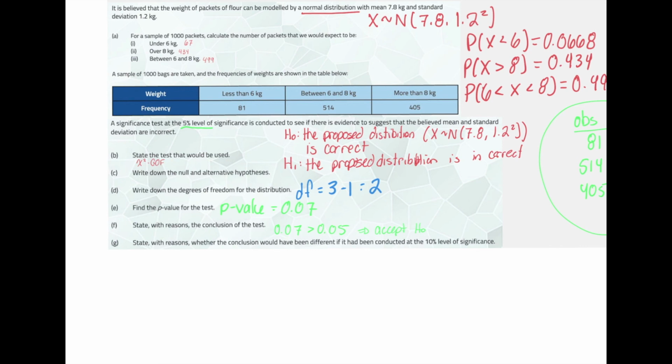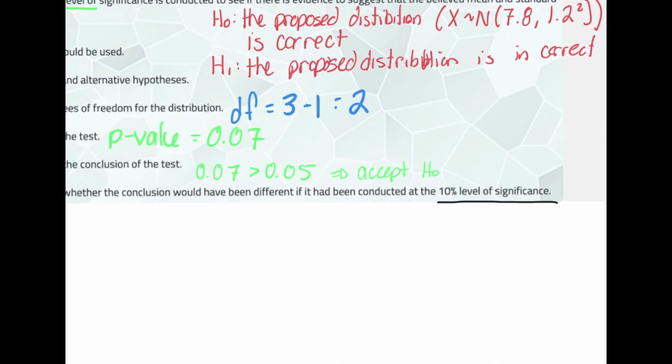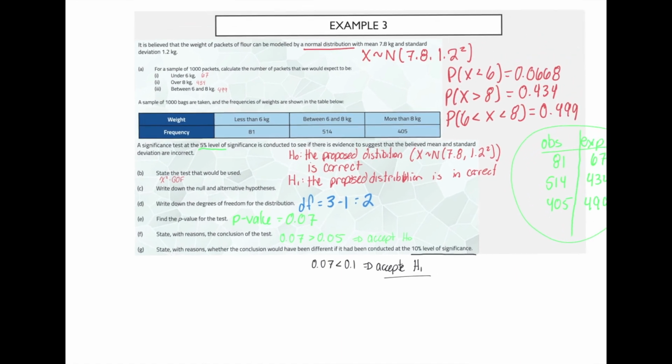The last part of this question is G. State with reason whether the conclusion would have been different with a 10% level of significance. Well, in this case, yes, it would have been different because now our p-value would have been less than the significance level. Therefore, we would have accepted the alternative hypothesis. So a very different outcome for a different level of significance here.